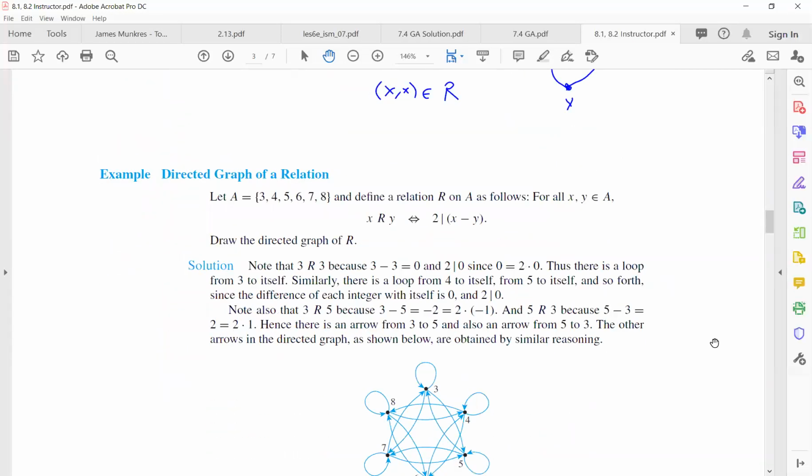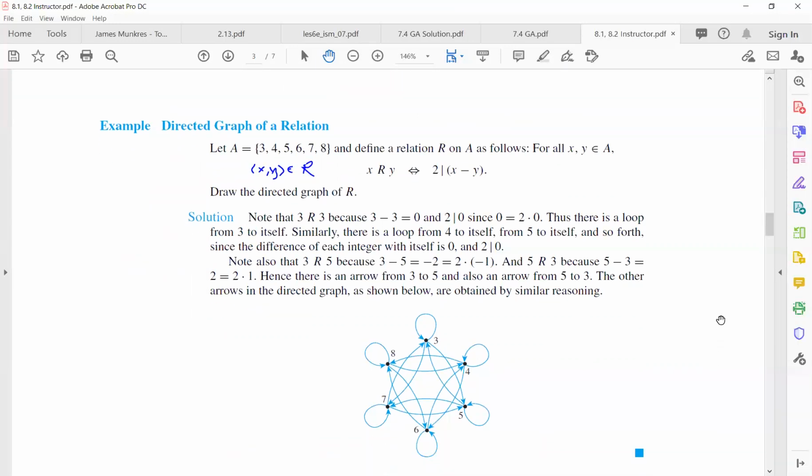Example. Suppose A is a set including 3, 4, 5, 6, 7, and 8, and we define a relation R on A as follows. X is in relation with y, or x and y is a point in R, if and only if 2 divides x minus y. Draw the directed graph of R. Okay, very well. So here you have 3, 4, 5, 6, 7, and 8.